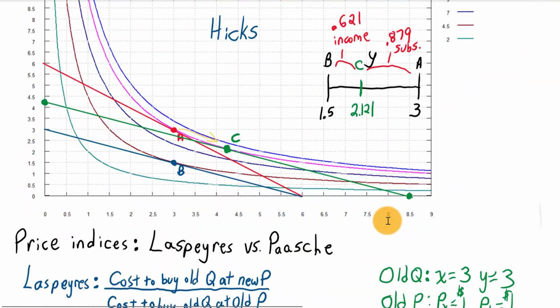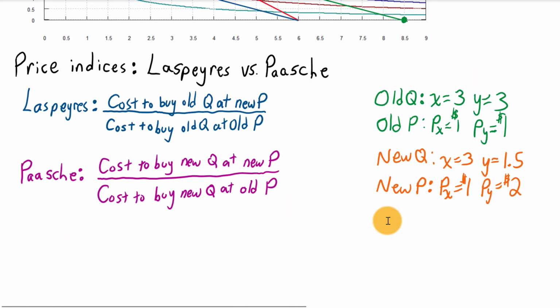Last thing I want to mention here is when we're thinking about price indices, since we're talking about two different ways of looking at income and substitution effects, and we're getting two slightly different answers, and we're talking about compensating and equivalent variation, I just wanted to briefly mention the difference between a Laspeyres price index and a Paasche price index. These are two ways that we use to measure how much people are affected by price changes in the real world, right? The consumer price index, for example.